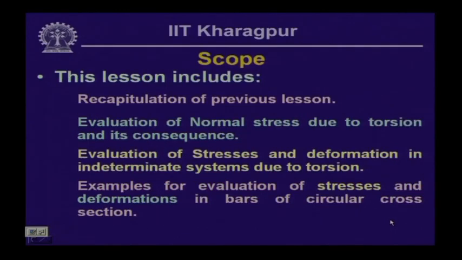The scope of this lesson includes the aspects of the previous lesson, as we will go through the answers of the questions. Then we will be evaluating the normal stress due to torsion and its consequences, then evaluation of stresses and deformation in indeterminate systems due to torsion, and then we will be looking into examples for evaluation of stresses and deformations in bars of circular cross sections.